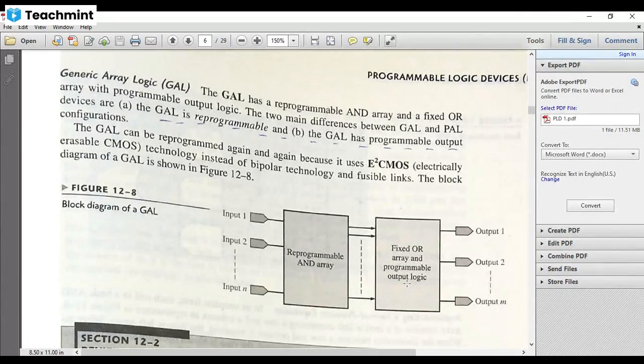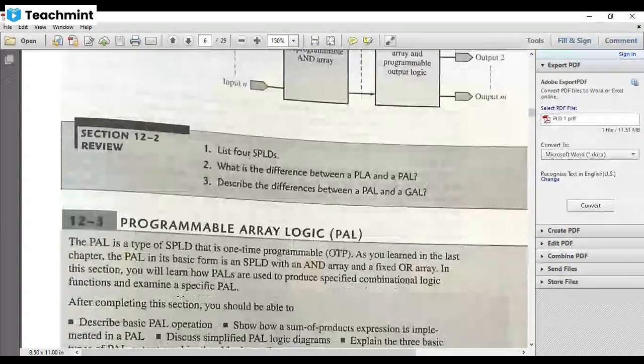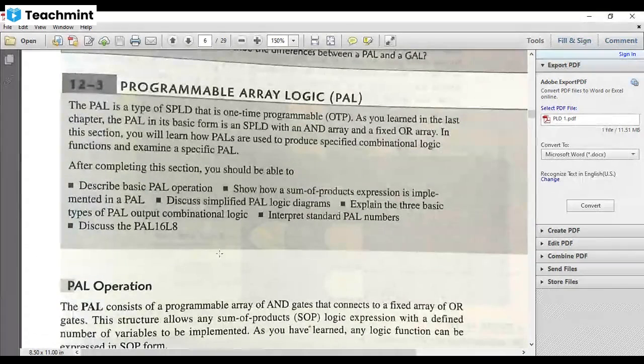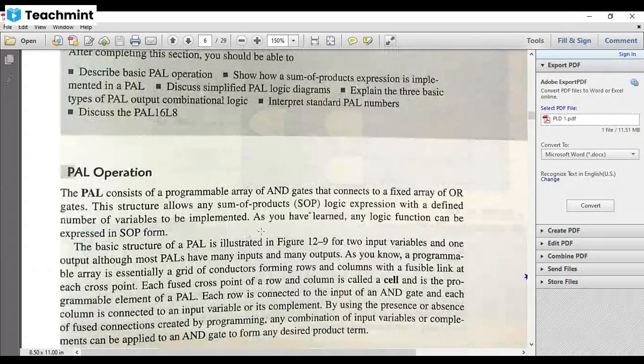Now, in short, the programmable array logic is one of the types of SPLD, and it is a one-time programmable device. In this one-time programmable device, the AND array is programmable, while the OR array is a fixed array. So the operation of this PAL is the sum of the products.